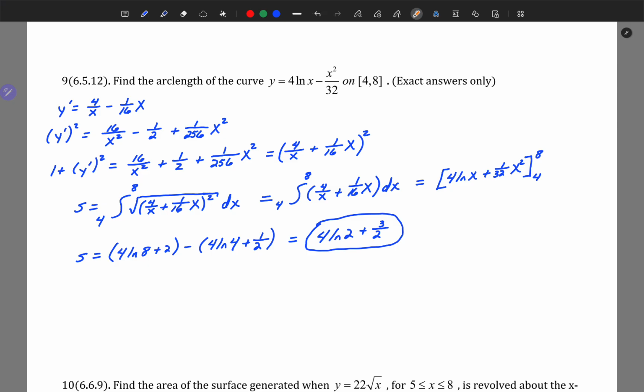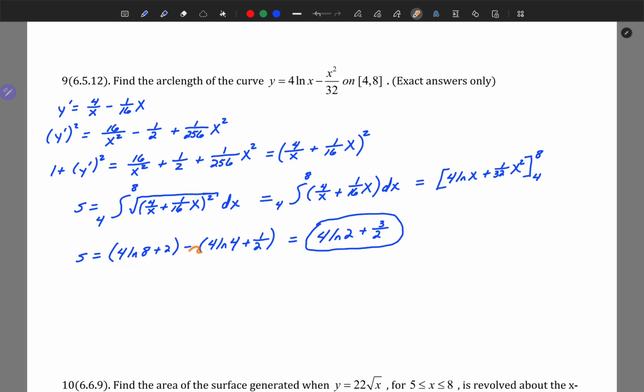The integral of 4 over x takes me back to 4 natural log of x. The integral of 1 over 16th x gives me 1 over 16th x squared over 2, which gives me plus 1 over 32 x squared. We then evaluate that expression from 4 to 8. When I evaluated at 8, I got 4 natural log of 8 plus 1 over 32 times 64. That gave me 4 natural log of 8 plus 2 there for the first one.